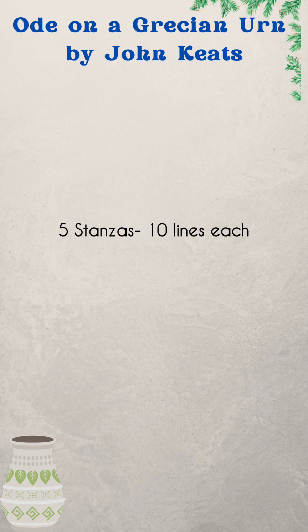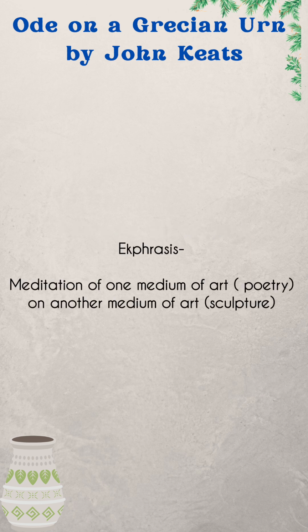Now about the structure of the poem. This poem is divided into 5 stanzas of 10 lines each. Now the technique used in this poem is ekphrasis. Ekphrasis is the poetic representation of a painting or sculpture in words. In other words, it's a kind of meditation of one medium of art on another medium of art. Here, poetry is meditating on sculpture.